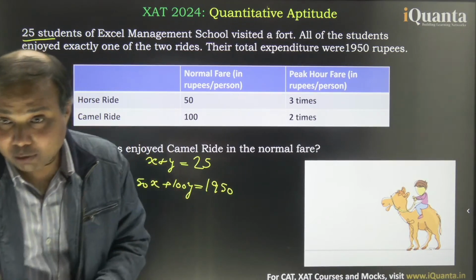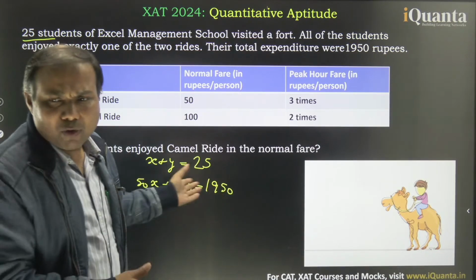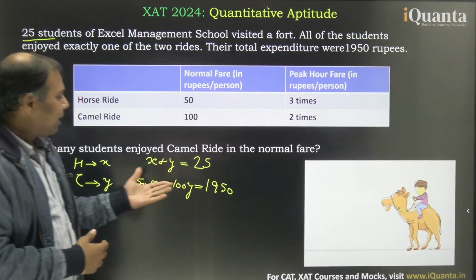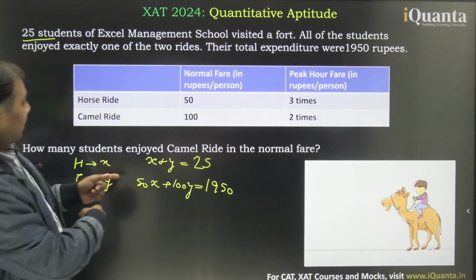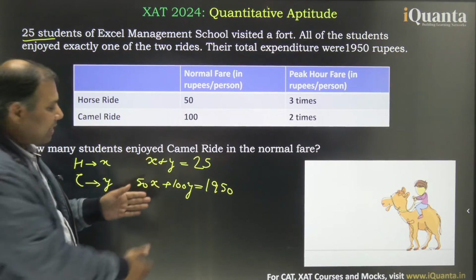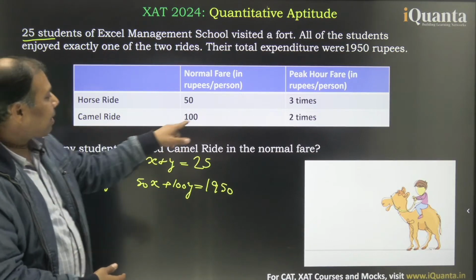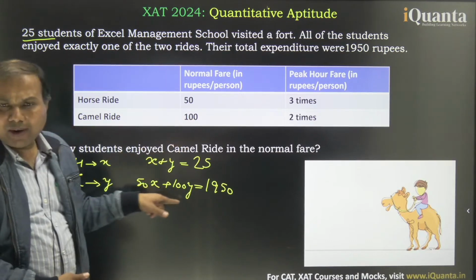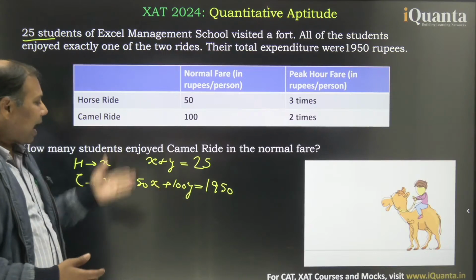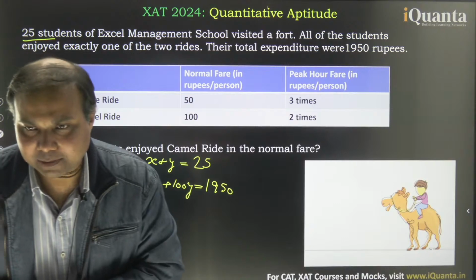Some of you have used logic also, good. We have Gaurav Patil, and many of you are using equation. That's a simple question, it's not difficult. You can easily multiply the first equation by 50 and eliminate x, or multiply it by y and eliminate y. Here we want to find out how many students enjoyed the camel ride. Camel ride means y. I want to find the value of y, so it would be better to eliminate x, right? Okay, let's try to use logic here.